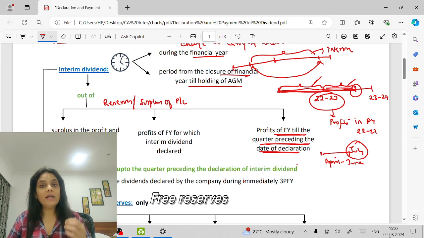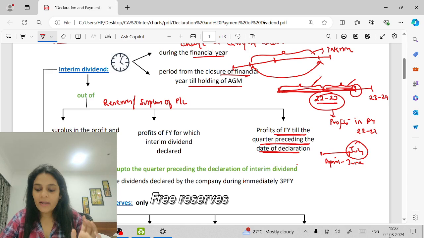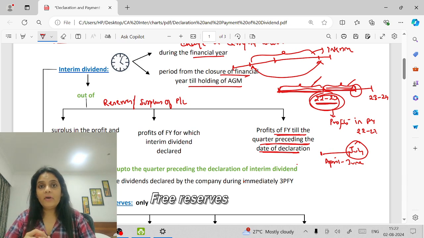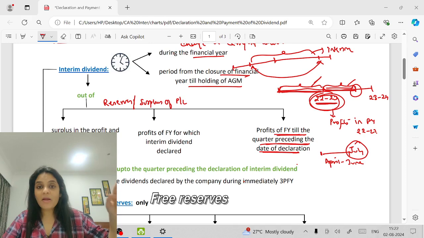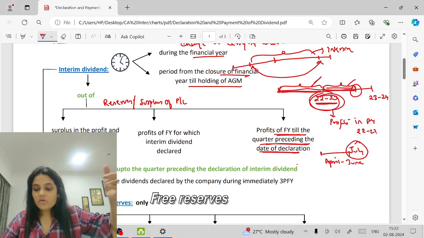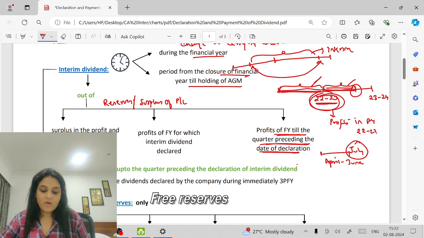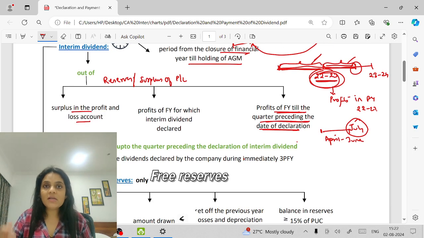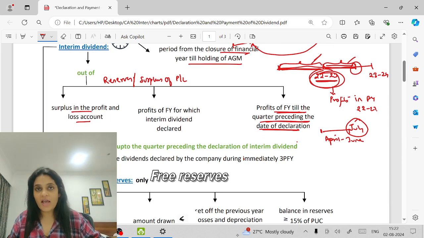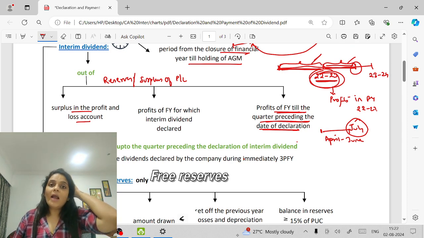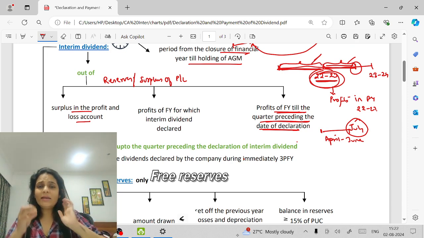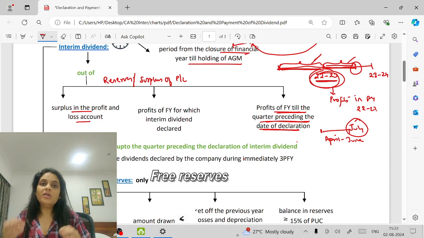So I'm declaring interim dividend for 22-23. Can I use the profits of 22-23? Yes. I am declaring interim dividend for 22-23 in the month of July 23. So can I use the profits for the first quarter of 23-24? Yes. So it can be out of the surplus in PL, out of the profits of the financial year for which it is declared, and out of the profits of the immediately preceding quarter in which the interim dividend is declared.